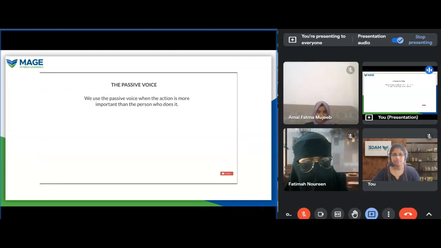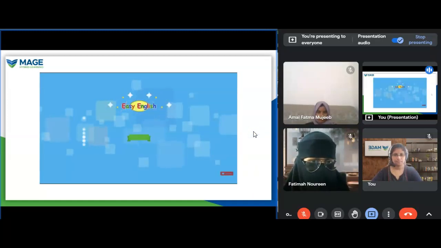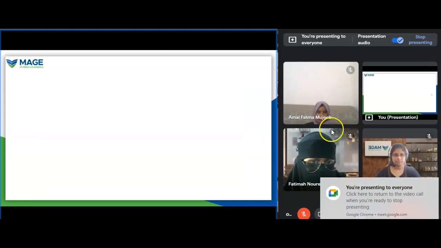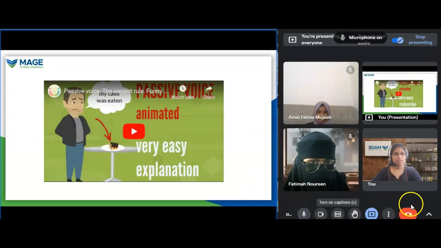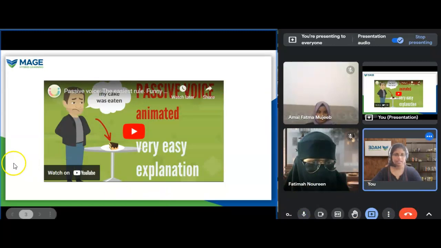We use the passive voice when the action is more important than the person who does it. We form the passive voice with the verb to be plus past participle. Better to forget all the technical terms. That's why I just skipped it. So you know how to change that, right?